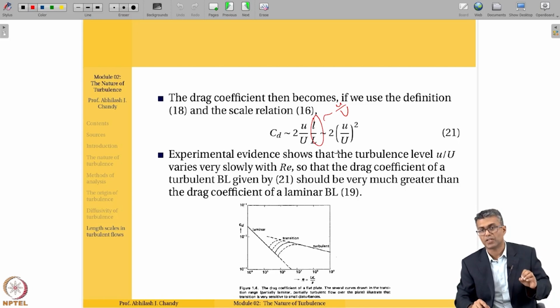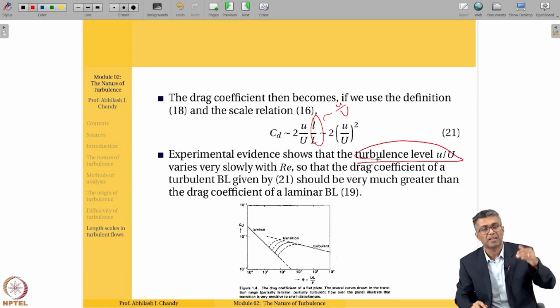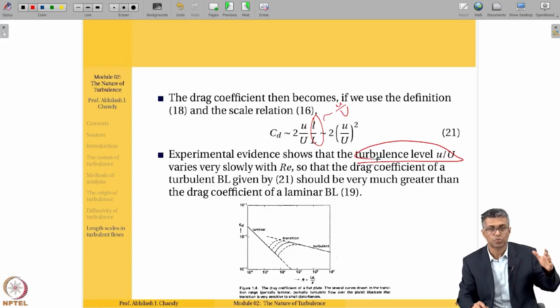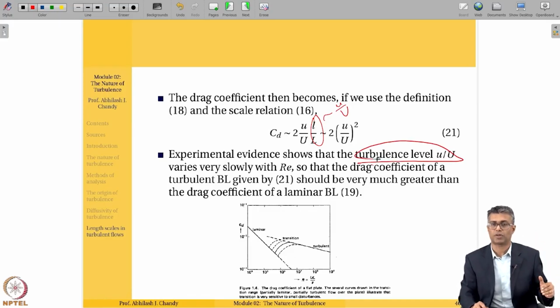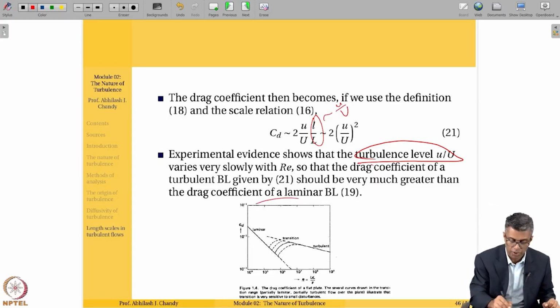So experimental evidence has shown that the turbulence level, meaning the ratio of velocity fluctuations to the large scale velocity or the free stream velocity, varies very slowly with Reynolds number for turbulent flows, in such a way that the drag coefficient, which is given by equation 21, is actually much larger than what you see in a laminar flow.